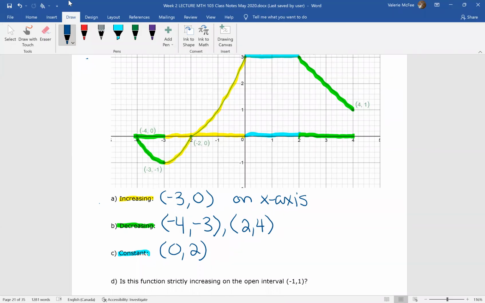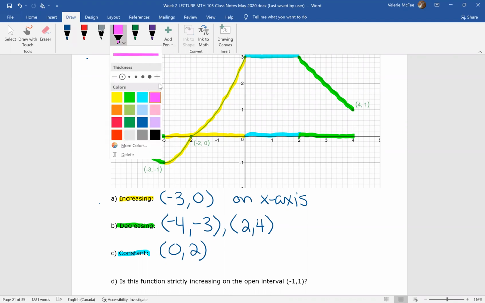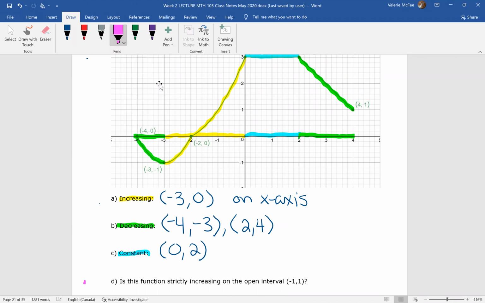After I ended the last lesson, I realized there was one more question. Let's take a look at this question. Question D says, is this function strictly increasing on the open interval -1 to 1? Well, first of all, let's mark that -1 to 1 on our x-axis. Here we are, -1 to 1.